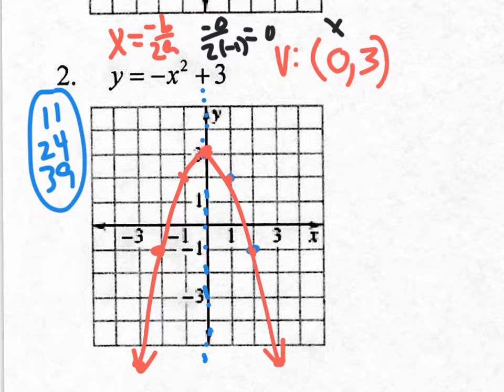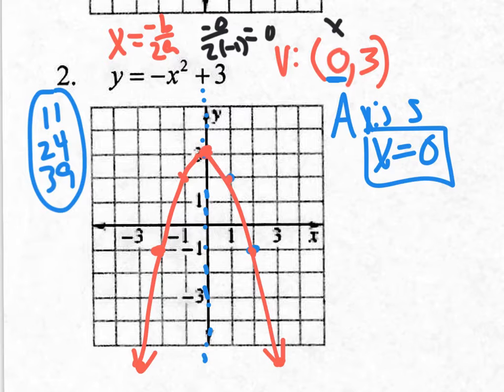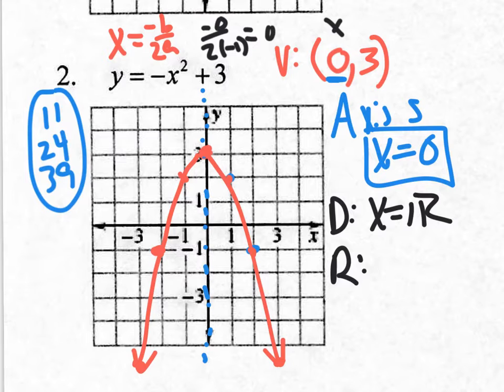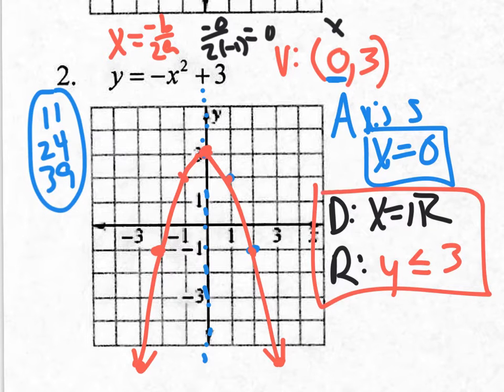Okay, let's answer the other questions. What's the axis of symmetry? Okay, so you're going to say x equals 0. That's right. It's the x value of your vertex. That's your answer for that. How about domain? Domain, and we're going to say x equals all real numbers. How about range? Y is less than or equal to what? 3. Excellent. You guys are on point here.